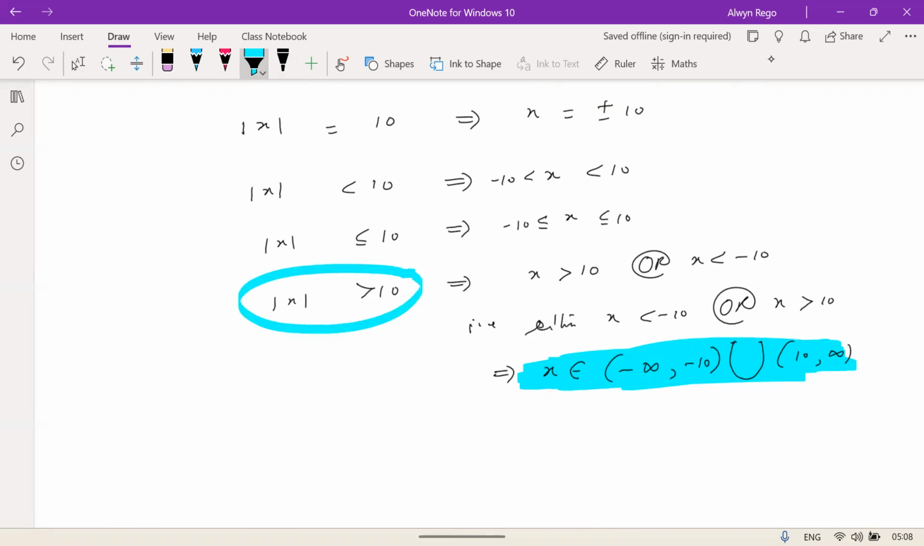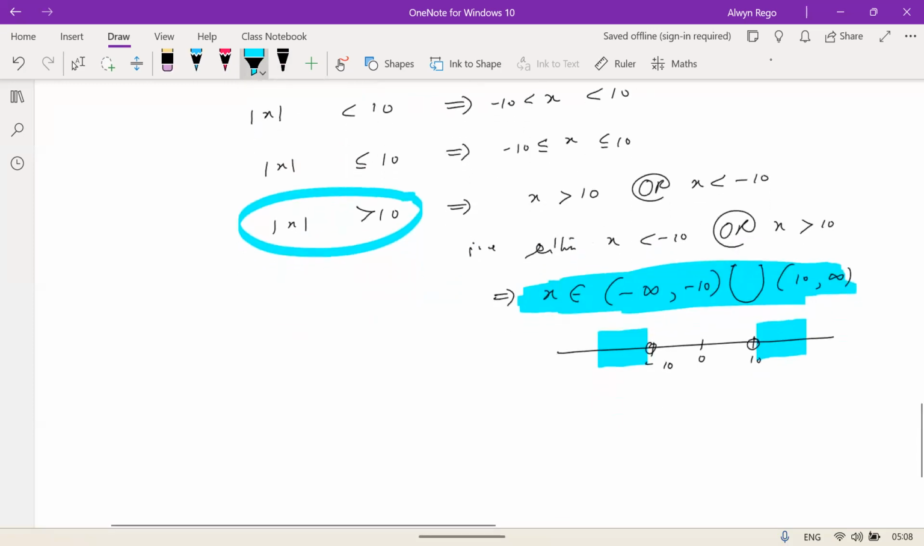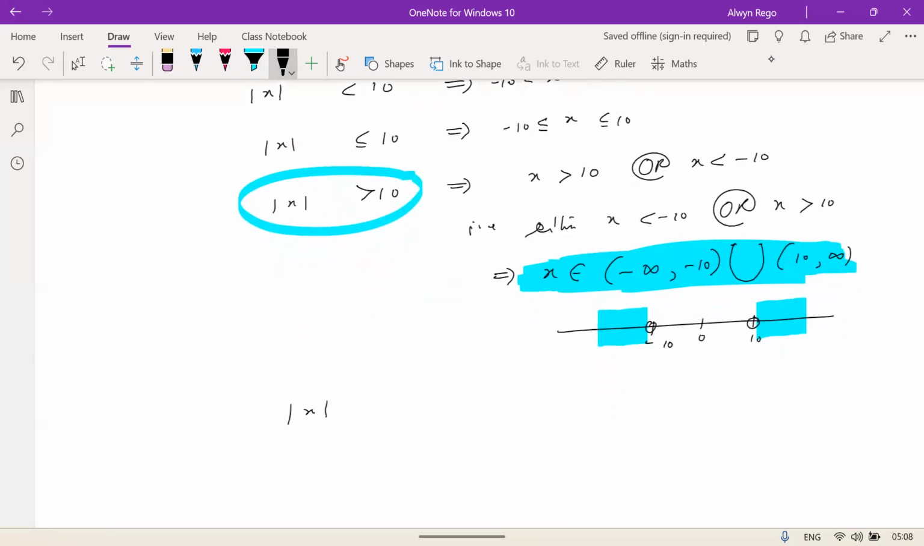So the moment you say mod of x is more than 10, that means either you are on the right of 10 here, this is 0, this is 10, this is -10. Either you are to the right of 10, or you are to the left of -10. If you have absolute value of x is more than or equal to 10, this implies that either x is more than or equal to 10, or x is less than or equal to -10. So you can say x belongs to -infinity right up till -10, closed, union, closed 10 to infinity like this.